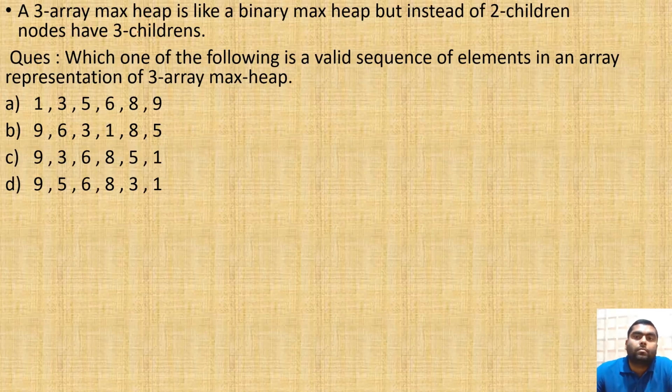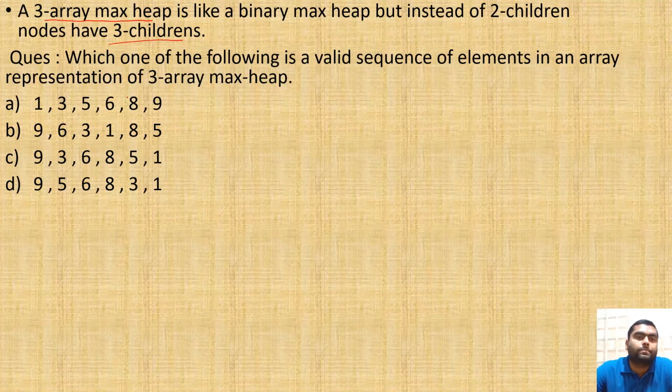Now, there is one more thing: the 3-array max heap. This is also a max heap, and it is just like a binary heap. So what is a binary heap? A binary heap has 2 children, and how many will a 3-array max heap have? 3 children.